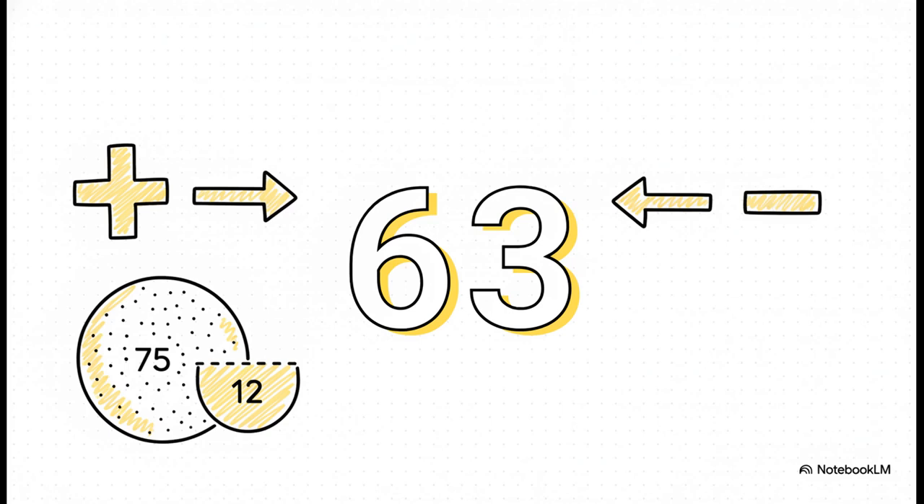Because addition and subtraction are exact opposites, you can actually solve an unknown addition problem by subtracting. If you take the total, 75, and subtract the known part, which is 12, you're left with exactly 63. You literally just reverse the operation to reveal the unknown. It's like a math magic trick.